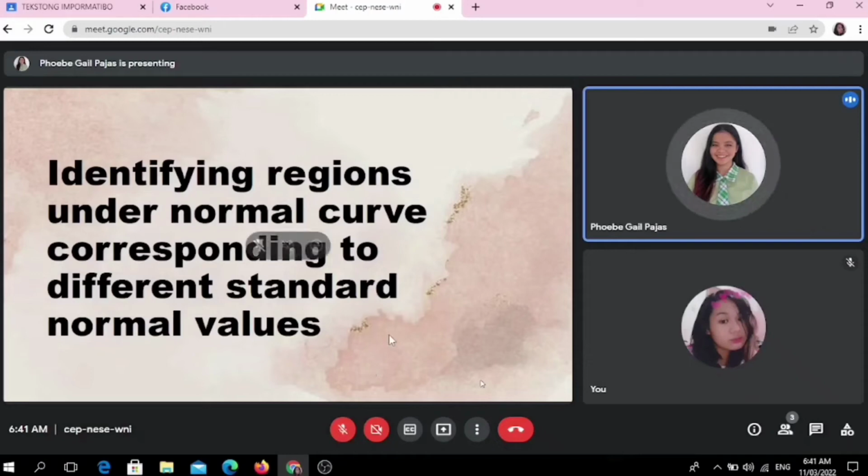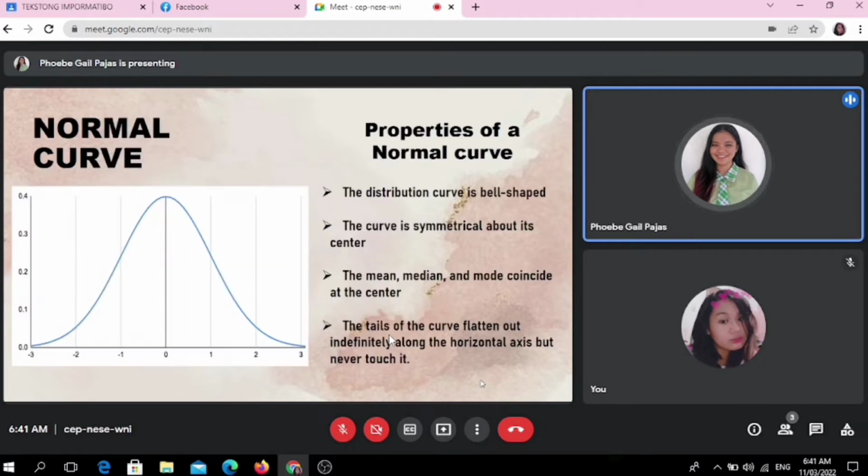Good day everyone! For today's discussion, we will talk about identifying regions under the normal curve corresponding to different standard normal values. These are the properties of a normal curve.